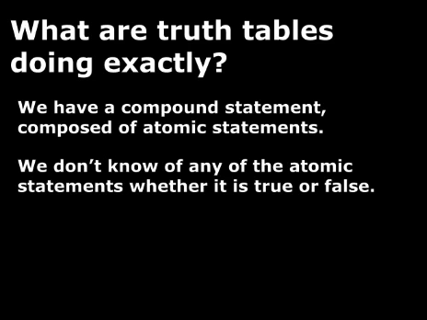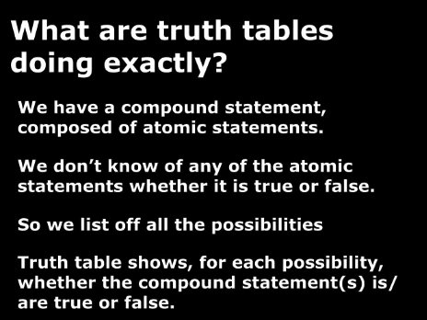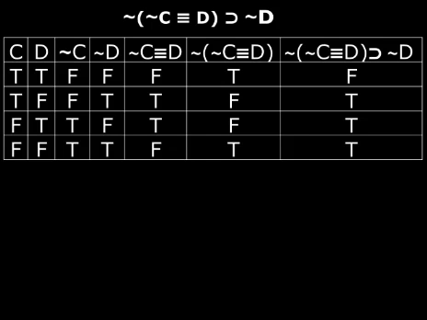Now, we don't know of any of the atomic statements whether it's true or false. We just have no idea. We're just pretending ignorance on all of this. So what we're going to do is list off all of the possibilities. So even though we don't know what's true or false, we'll know that whatever the possibilities are, we've listed them on our truth table. That's what we did when we filled out the atomic statements, and we make sure we get all combinations. So what the truth table will then show is, for each possibility, whether the compound statement is true or false, given that possibility.